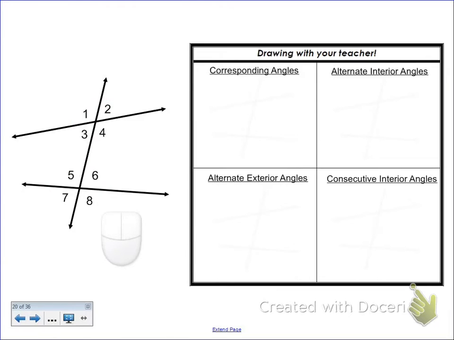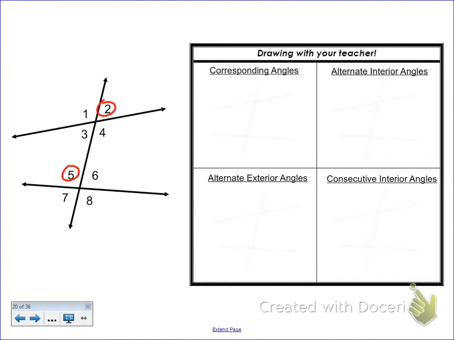My first angle pair is corresponding angles. Corresponding means that they're in the same relative position. They're in a corresponding position. If I take angle 1 here, angle 1 is located in the upper left-hand corner of my intersection. So the angle that I'll look for in my second group on the bottom is what other angle is located on the upper left portion of the intersection. In that case, it would be angle 5. So angles 1 and 5 are what we call corresponding angles because they're in the same relative position.